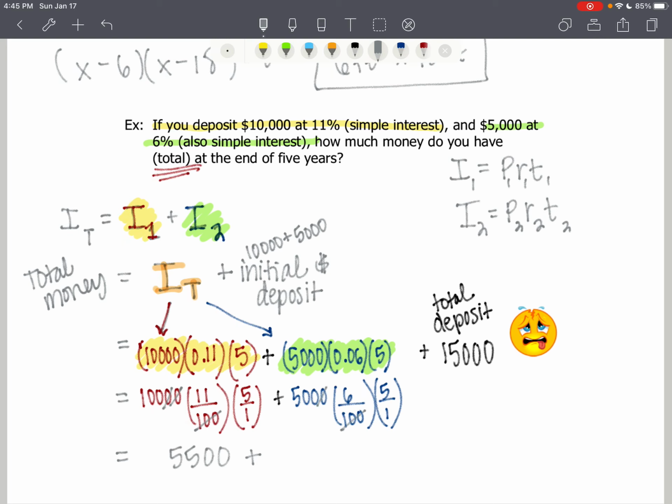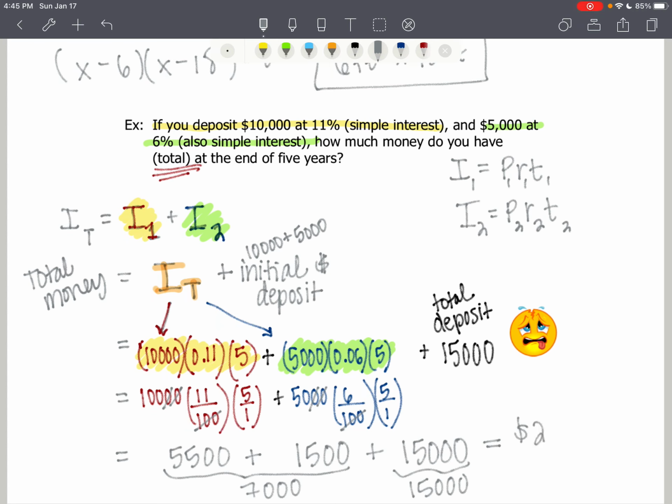Here, the two zeros are going to cancel out with those two zeros. 50 times 6 is 300. 300 times 5 is 1500. Plus the 15,000 that we initially deposited. And that's going to give us, this is 7,000 plus 15,000. That's going to be $22,000.